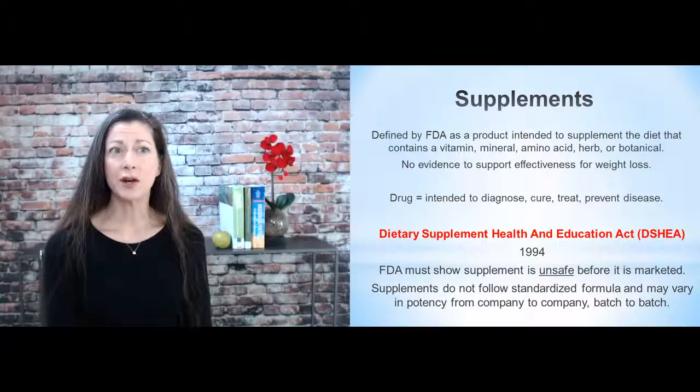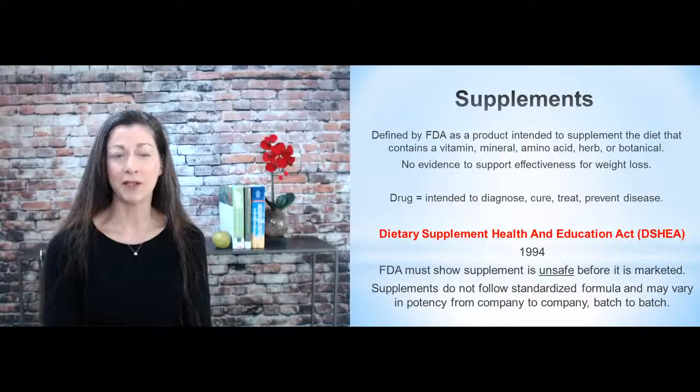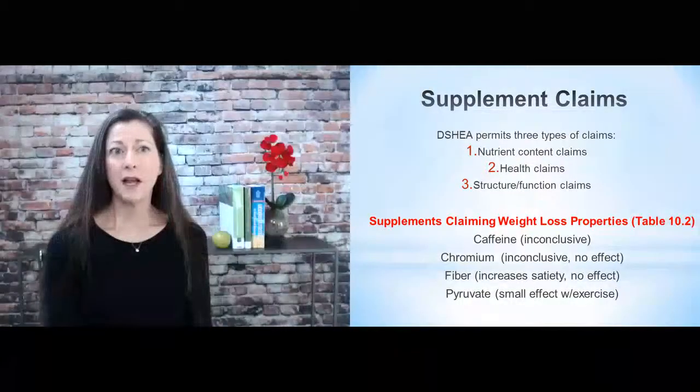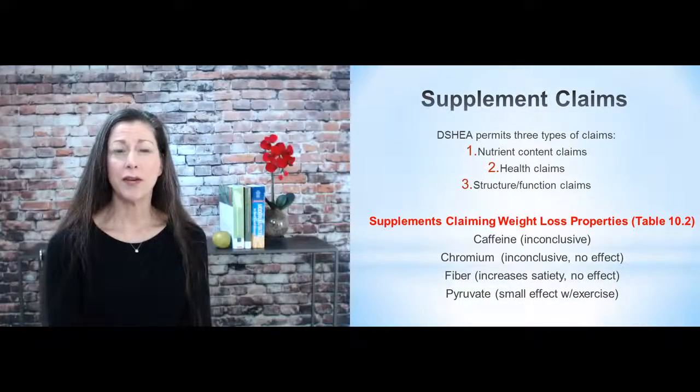This is in stark contrast to the regulation of supplements in Germany, where supplements are based on identical formulas and must be identical from company to company and from batch to batch. At this time, the DSHEA permits 3 types of supplement claims to be made: nutrient content claims, health claims, and structure function claims. On table 10.2 in your book, which is on page 315, there's a table that breaks out supplements that claim weight loss.